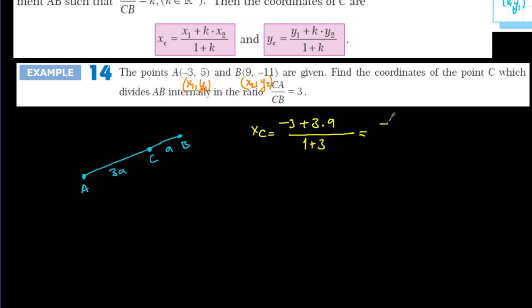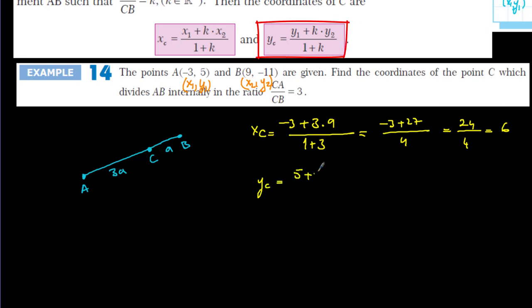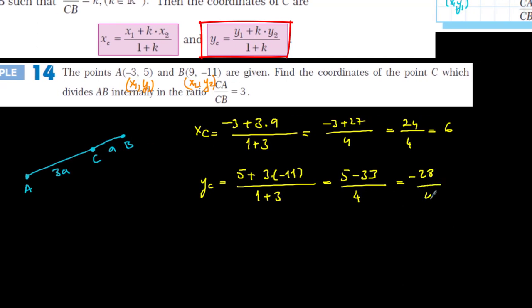Okay, then this is equal to minus 3 plus 27 divided by 4, which is equal to 24 divided by 4, and this is equal to 6. And yc is equal to 5 plus 3 times minus 11 divided by 1 plus 3, which is equal to 5 minus 33 divided by 4, that's equal to minus 28 divided by 4, which is equal to minus 7. So the coordinates of C are 6 and minus 7.